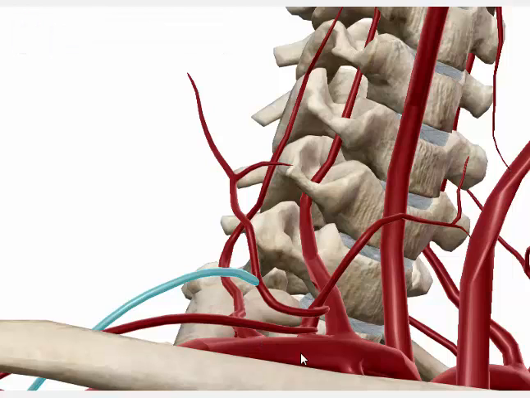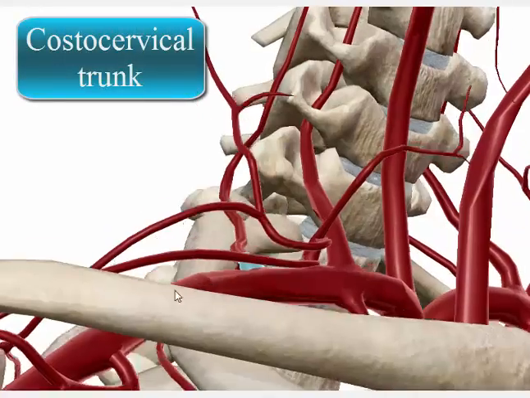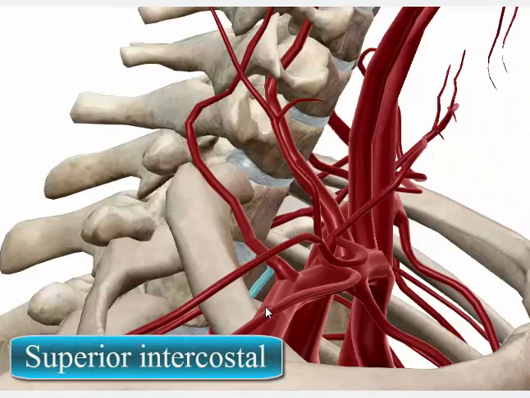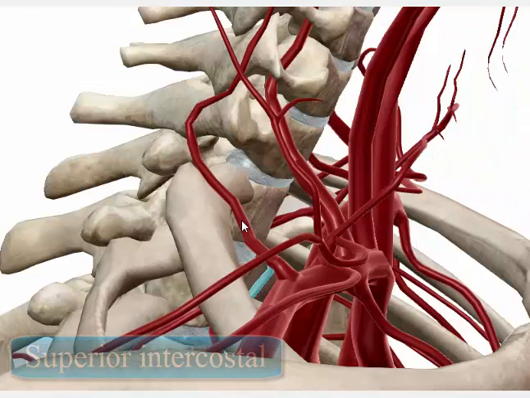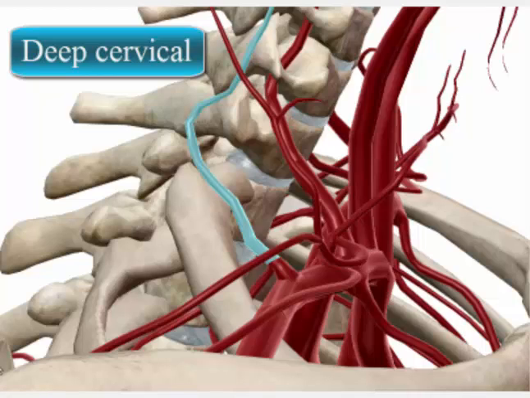From the second part of the subclavian artery, the costocervical trunk begins. It bifurcates into the superior intercostal artery and the deep cervical artery. The last one runs up between the semispinalis capitis and semispinalis cervicis, as high as the C1 vertebra, and supplies the deep prevertebral muscles.